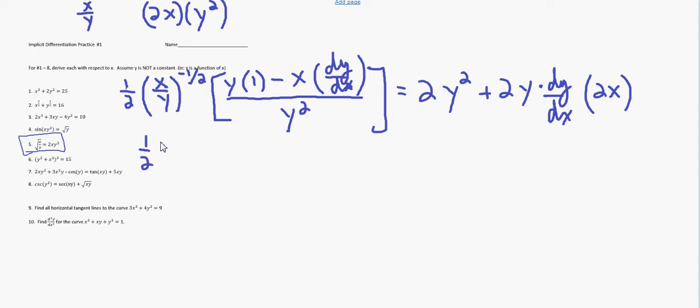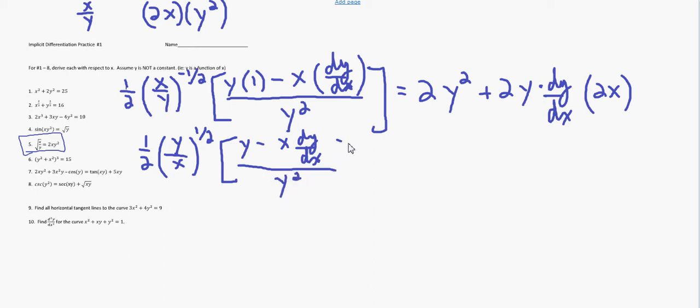I'm going to rewrite this as 1/2. Negative 1/2 of this thing just turns into y over x now to the positive 1/2. This inside part stays the same. It's y minus x dy dx, all over y squared. And the other side stays the same: 2y squared plus 2x and 2y make 4xy dy dx.